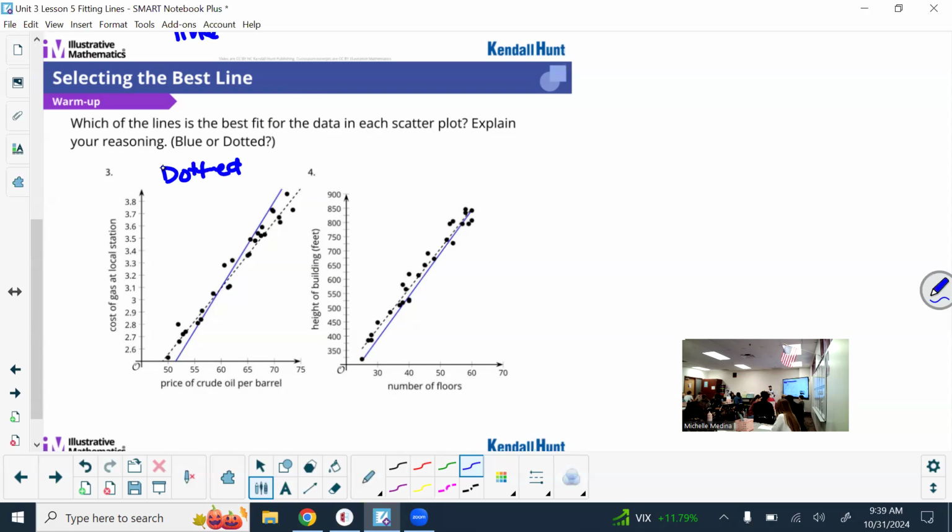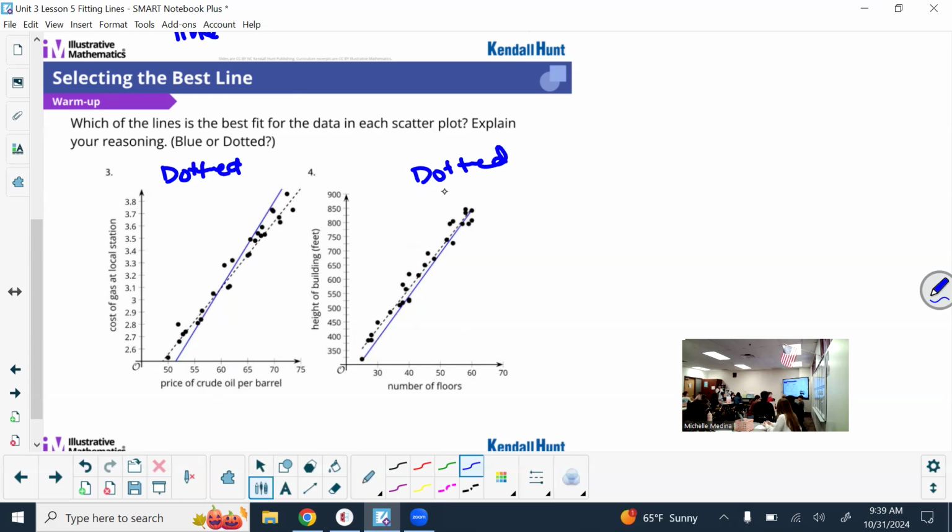And then table 3, graph 4, which one is best? All right, class, we agree with that one. When you compare it to the solid, it has only a couple points below it, and then the rest are above it. So that wouldn't necessarily be my middle. All right, questions on this warm-up? Do we know how to tell if it's a good fit or not?